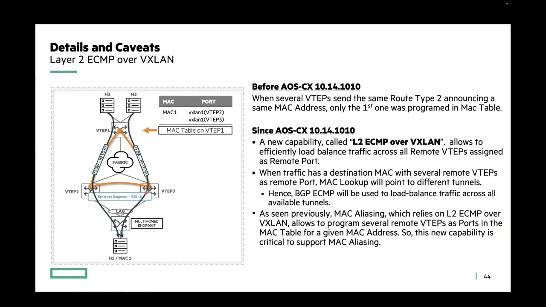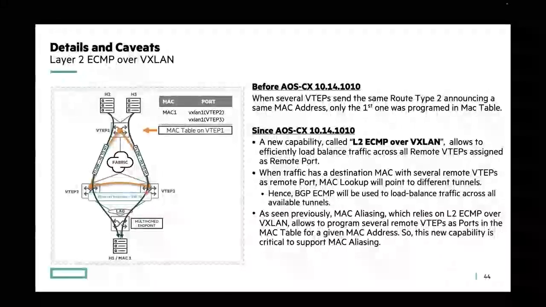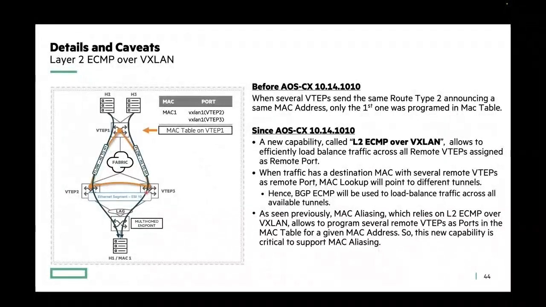Now, with AOS-CX 10.14, 10.10, a new capability called layer 2 ECMP over VXLAN can be used to program multiple remote VTEPs as active ports for a given MAC address. When a MAC address has several VTEPs as remote ports, a MAC lookup will point to the different tunnels, as we have seen, through the layer 2 destination. In that case, BGP ECMP is used to load balance the traffic across all available tunnels. So now, with layer 2 ECMP over VXLAN, MAC aliasing and the ability to load balance the traffic towards multiple multi-homing VTEPs can be achieved.